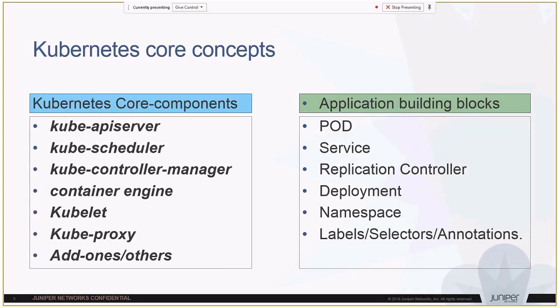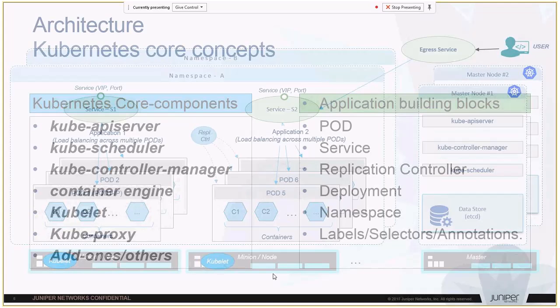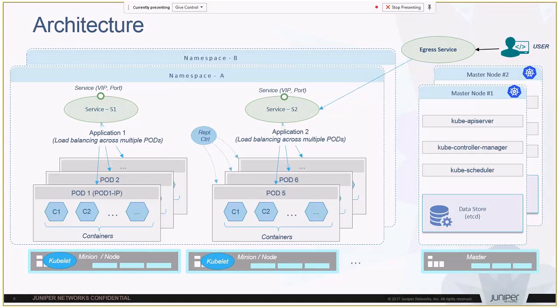So if we put all these things together, this is a high-level architecture. What you see here at the bottom is the master, where I have all the controller related services running. Then I have the two minion nodes where Kubernetes is running. On the first minion, I have a set of pods, and there is a service that is fronting all these pods. Similarly, I have a set of pods running here.